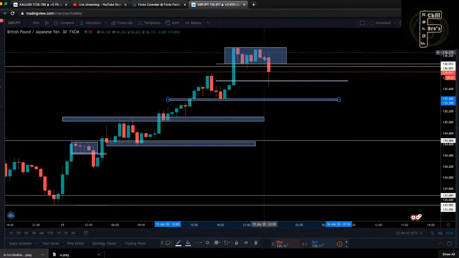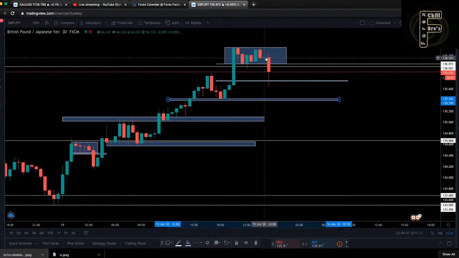I ignore this doji because there was no decision right here. It just opened and closed in the same area, so nothing actually happened. The whole 30 minutes, this candle did nothing. So you just have to scrap that and work with this and this. So I expect price to go bearish.